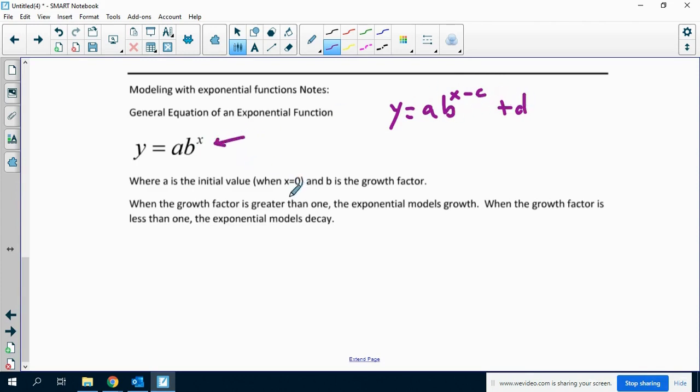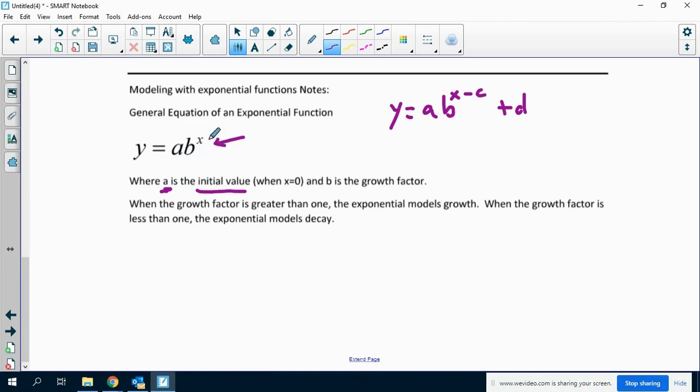As long as a and b are both non-zero. So you can't have either of these be zero. Neither of them could be zero, basically. So when we're looking at this, x is zero means that we have time is zero, or whatever we're using as the variable is zero. That makes a the initial value. Okay. So a is the initial value there.